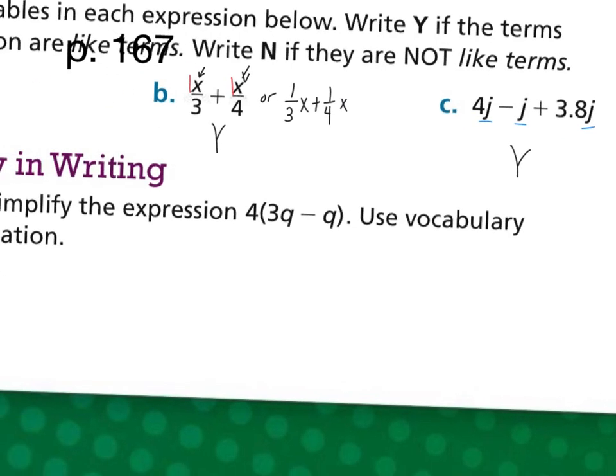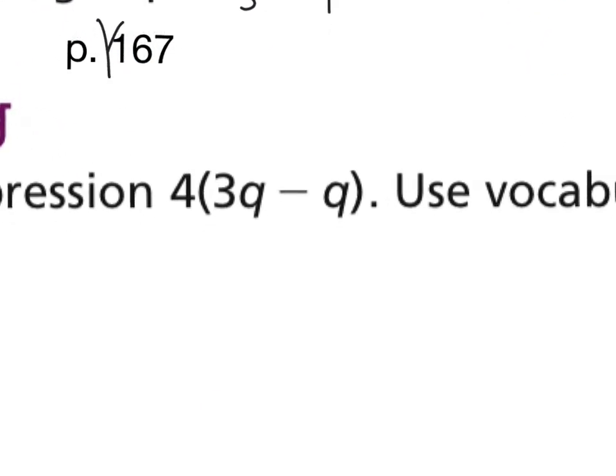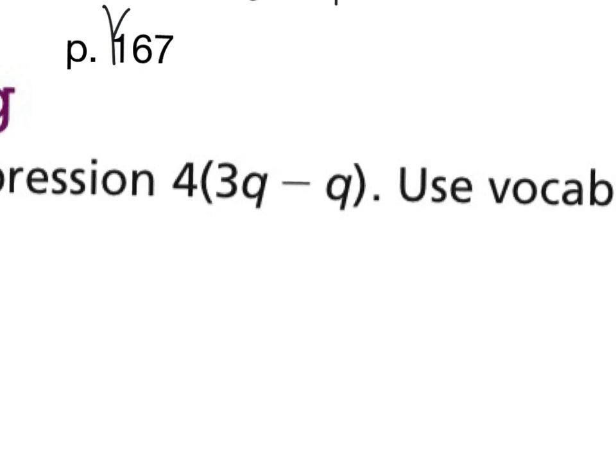The bottom of the page talks about simplifying this expression. In order to simplify this expression, one of the things you could do is actually inside the parentheses, those are like terms. Those both have the letter Q. That second one doesn't have a number. You can put a 1 in front of that, and you can go ahead and combine those together. So 3Q minus 1Q would be 2Q, just like 3 minus 1 is 2, same idea.